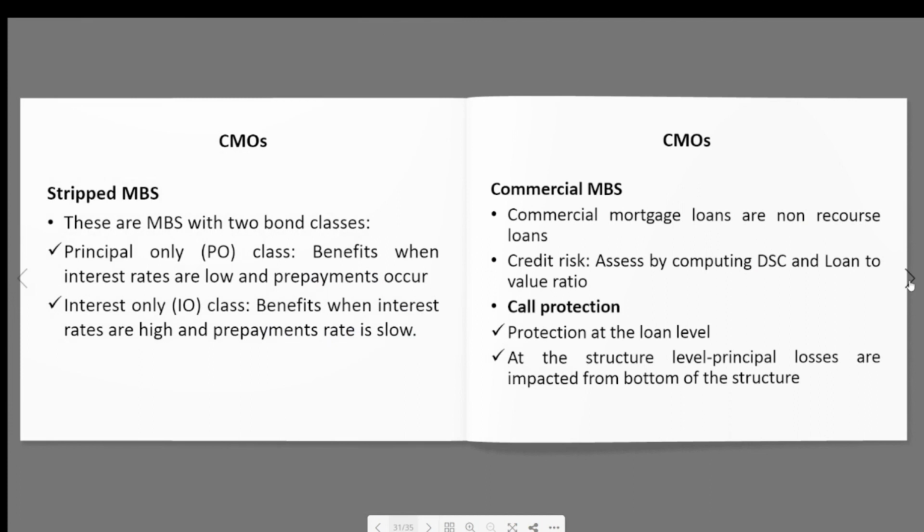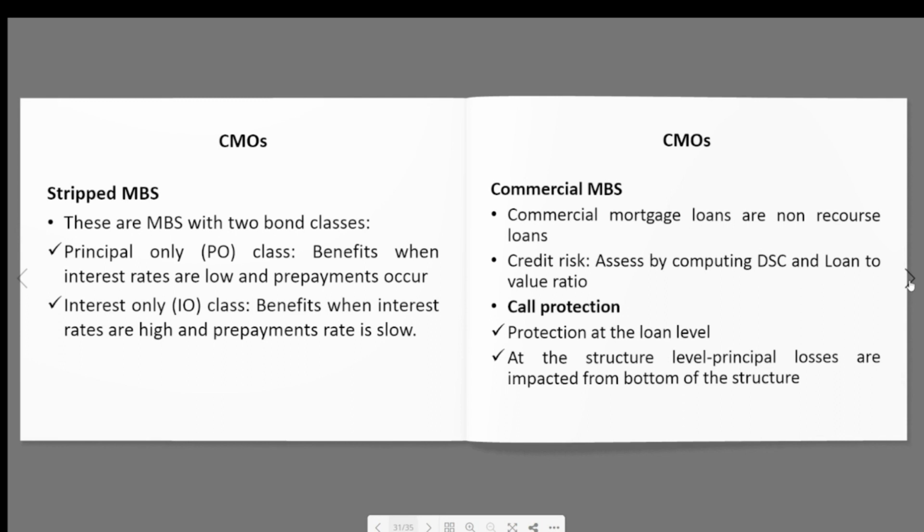We also have stripped MBS. These are MBS with two bond classes. Principal only class, which benefits when interest rates are low and prepayments occur. And we also have interest only class, which benefits when interest rates are high and the prepayment rate is low.